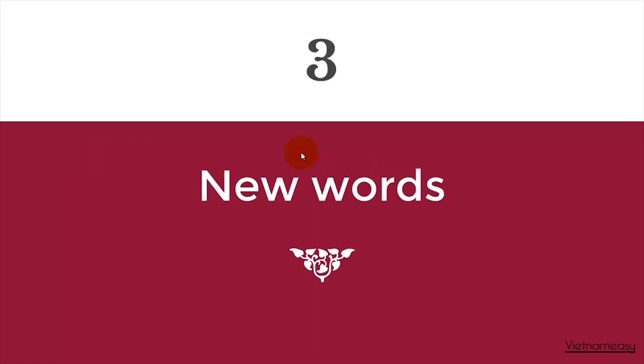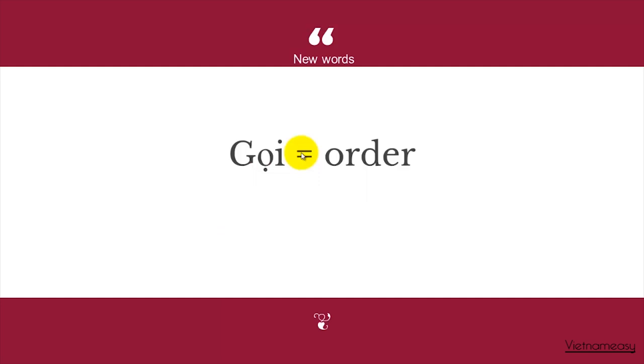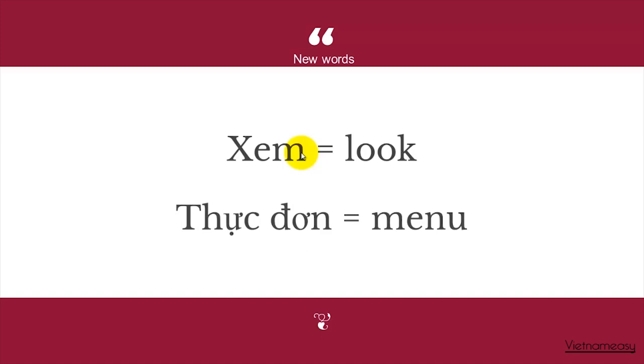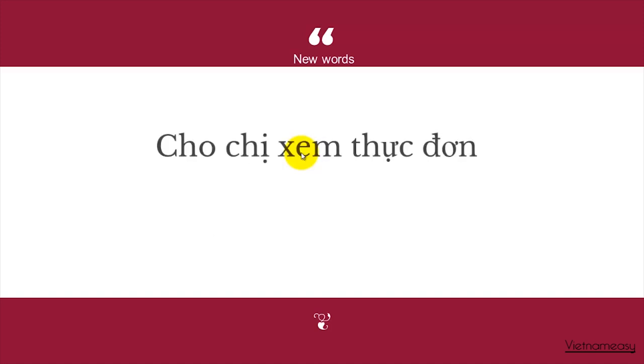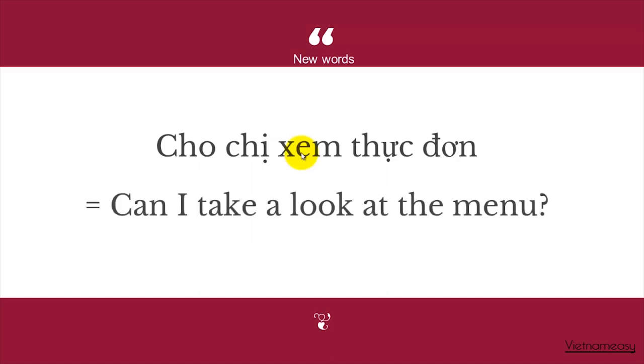Now, let us go through the new words. Gọi. This one means to order. Món. This means a dish. Xem. This one means look or take a look. Thực đơn. This one means a menu. So we have the phrase cho chị xem thực đơn, which means can I take a look at the menu?